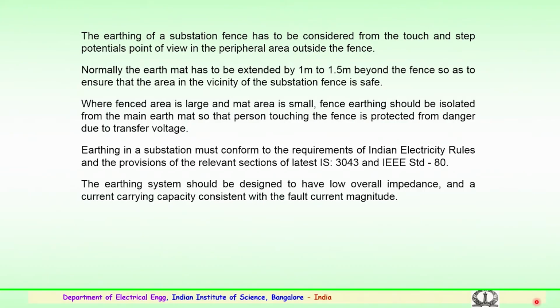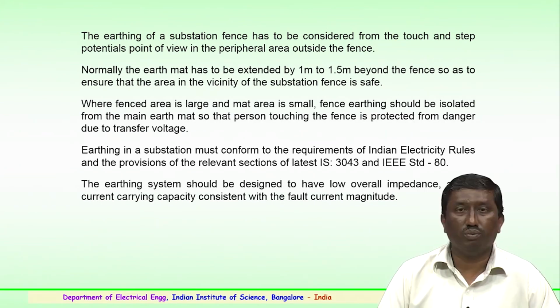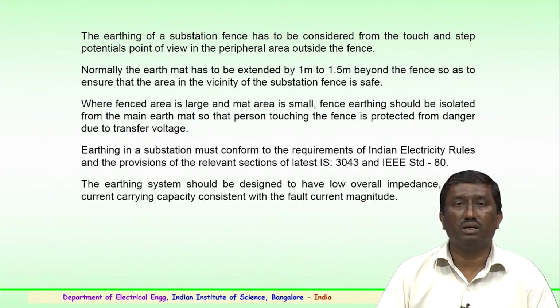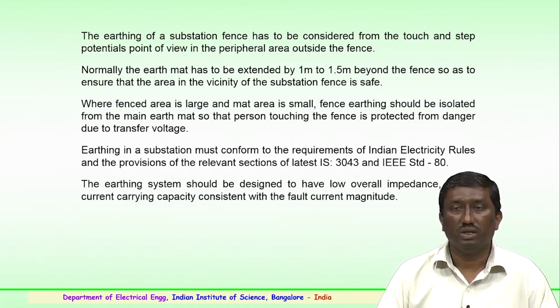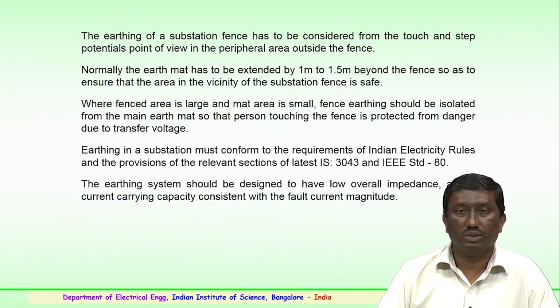So, the earthing of a substation fence has to be considered in case of the touch and step potential. Here the point of view is the periphery area outside the fence. So, usually the earth mat could be extended by 1 meter to 1.5 meters beyond the fence. This will help to ensure the area near the vicinity of the substation fence is safe for the operating personnel.